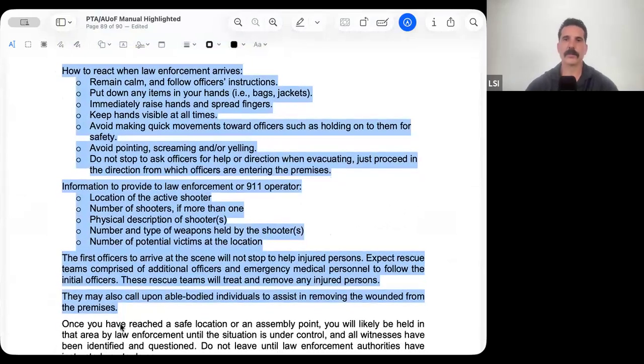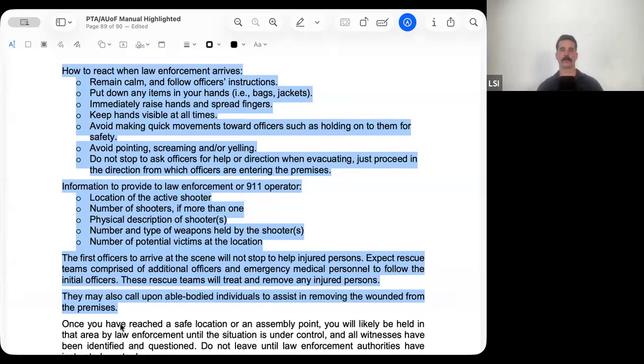How to react when law enforcement arrives. Remain calm and follow officers' instructions. Put down any items in your hands, i.e., bags, jackets. Immediately raise hands and spread fingers. Keep hands visible at all times. Avoid making quick movements toward officers, such as holding onto them for safety. Avoid pointing, screaming, and or yelling. Do not stop to ask officers for help or direction when evacuating. Just proceed in the direction from which officers are entering the premises.